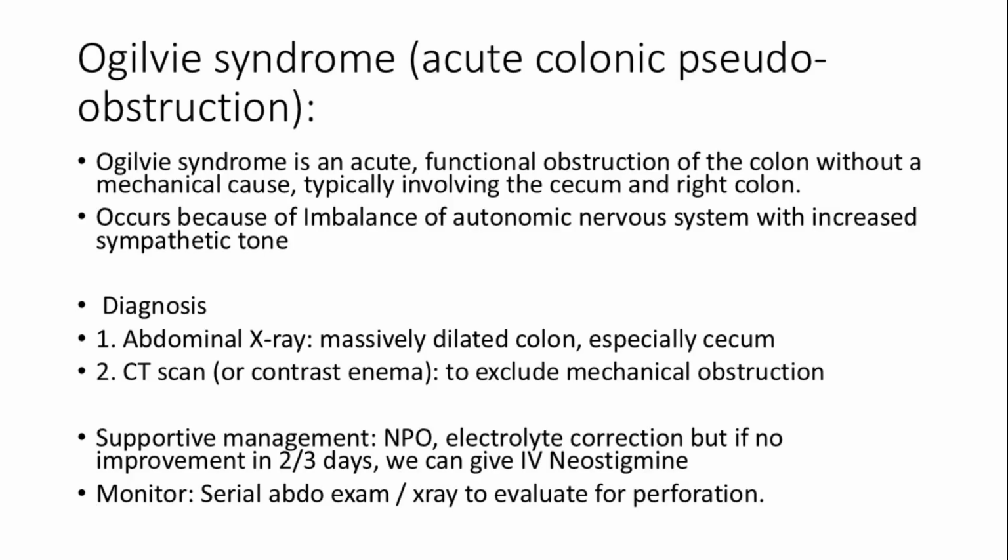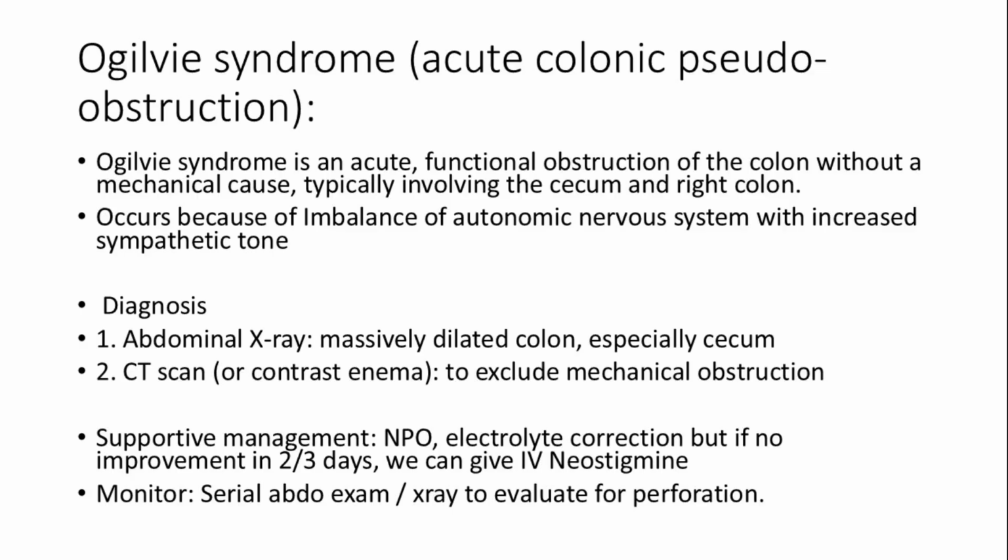Ogilvie syndrome is an acute, functional obstruction of the colon that occurs without any mechanical blockage. It typically affects the cecum and right colon and arises due to an imbalance in the autonomic nervous system, where there is increased sympathetic tone or reduced parasympathetic activity. To diagnose Ogilvie syndrome, the first step is an abdominal X-ray, which often reveals a massively dilated colon, especially the cecum. A CT scan or contrast enema is then performed to rule out a true mechanical obstruction.